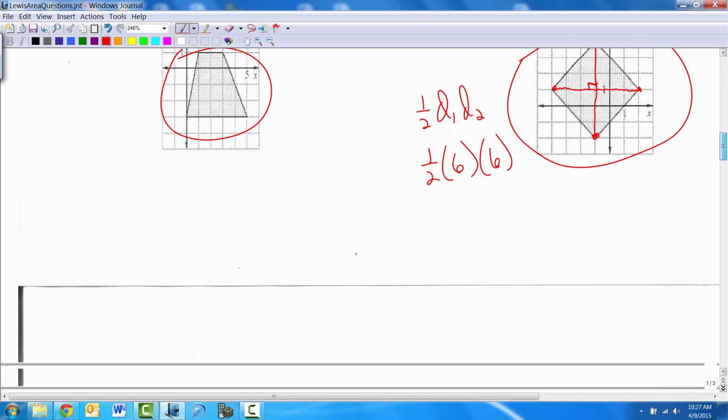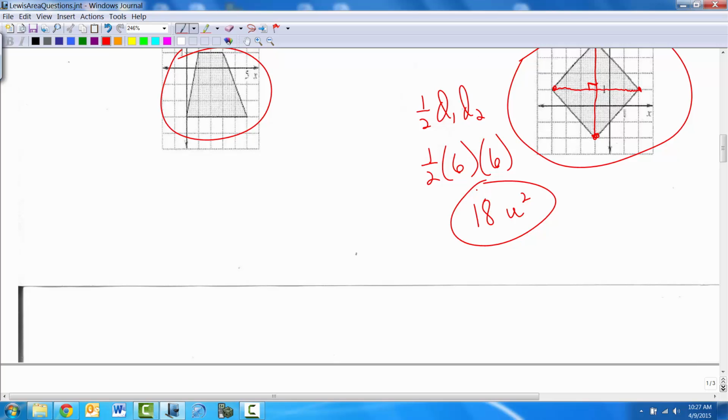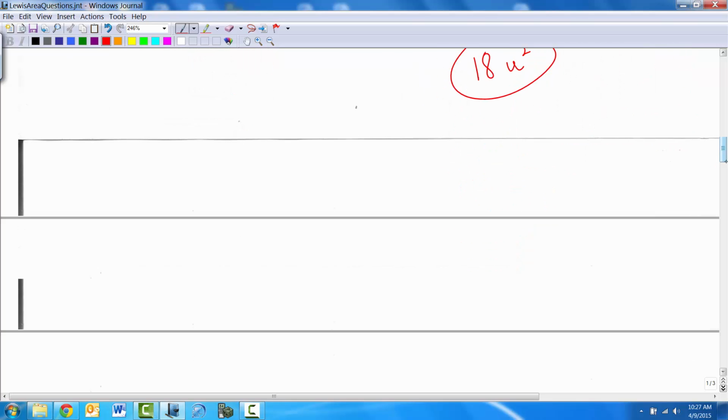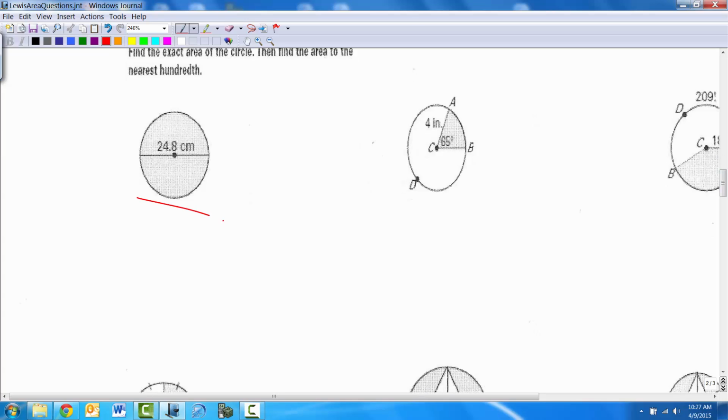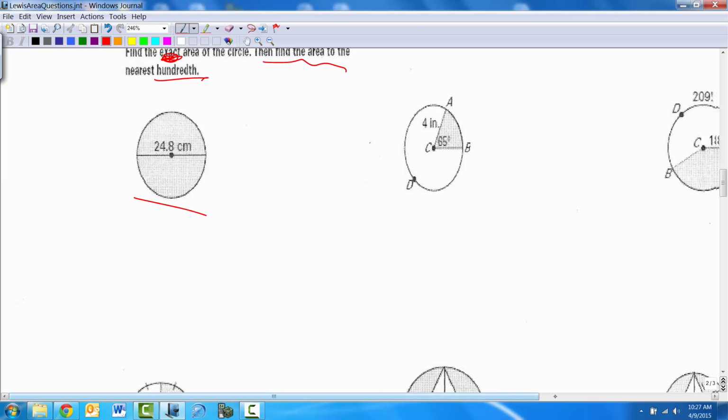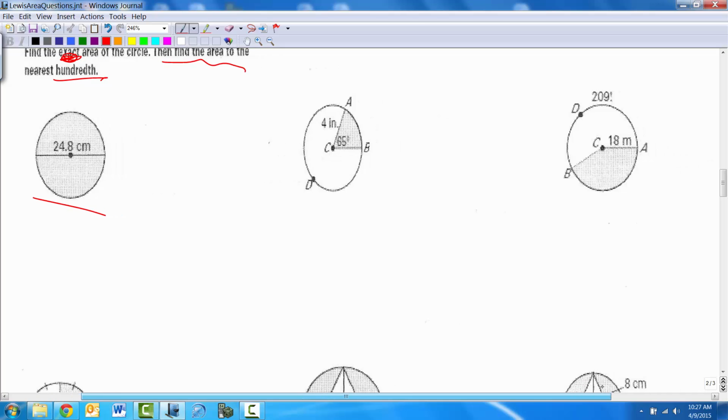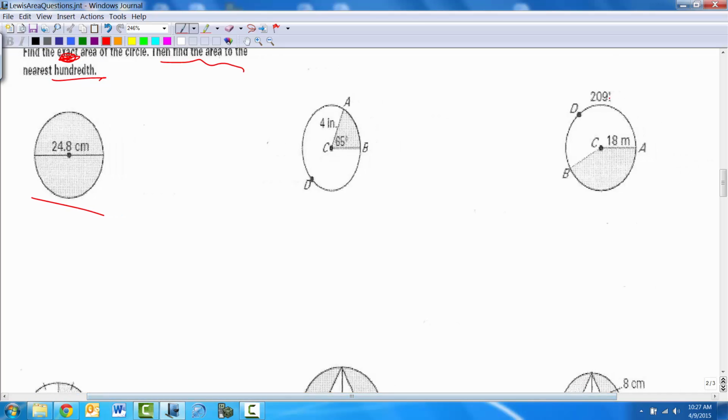All right, so you should walk into class with this done so you and your partner can maximize how well you do in my little quiz. All right, so let's go to the next page of your printout. Not doing that one. Find the exact area. Exact. Then find the area to the nearest hundredth. That means I should have 2 answers. Okay. All right. That little exclamation point just means degrees. So something happened there.